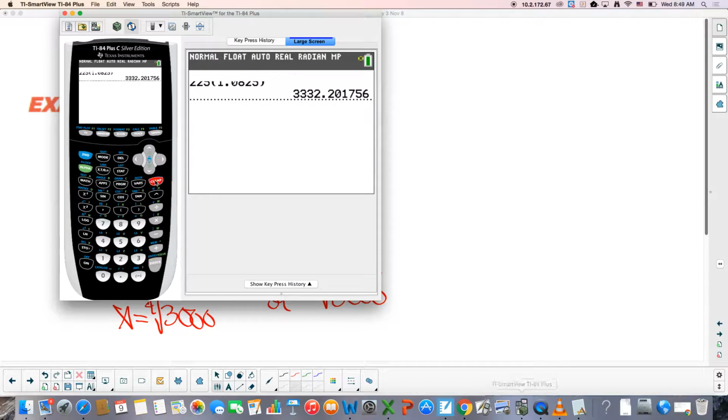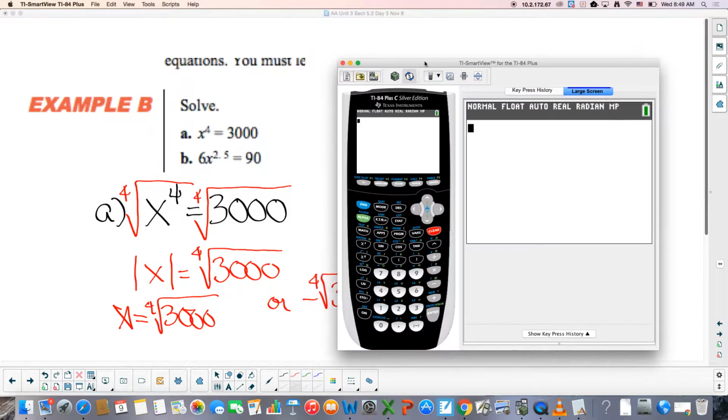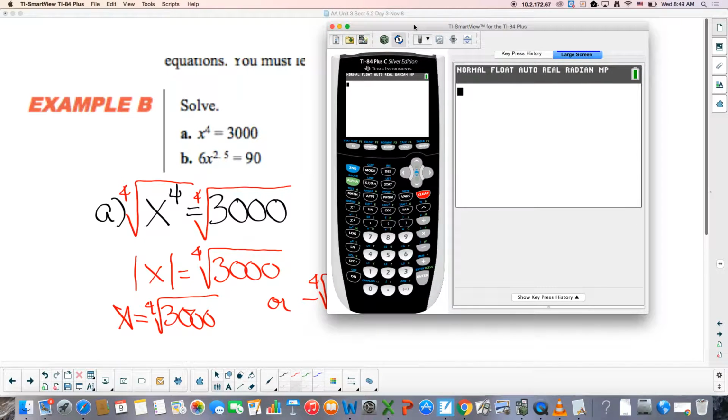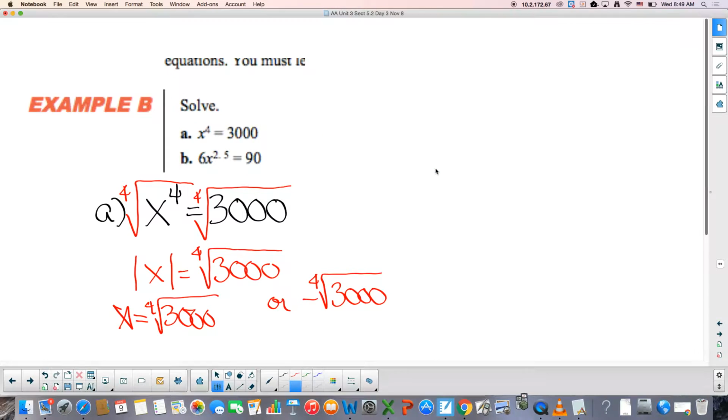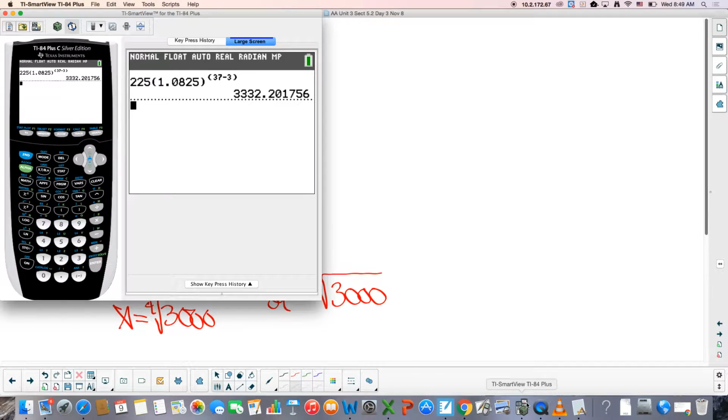So clear. So I just want the fourth root. Now, okay. Technical difficulties. Okay. Maybe you just didn't like the fact that I moved it.